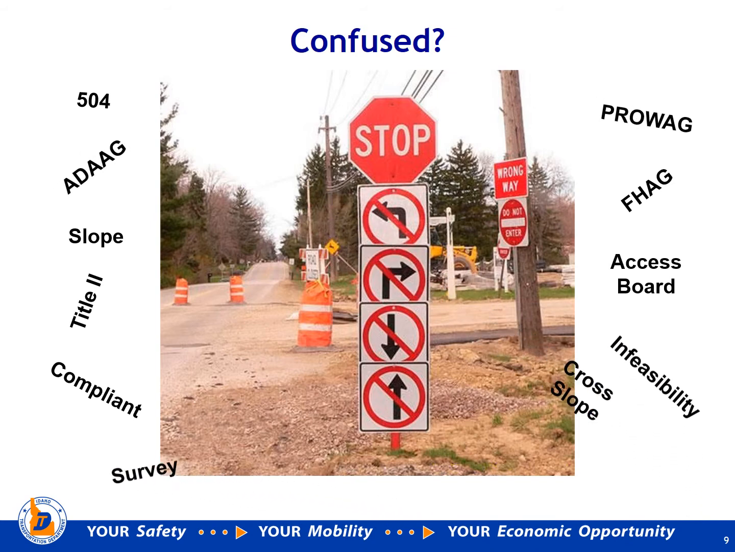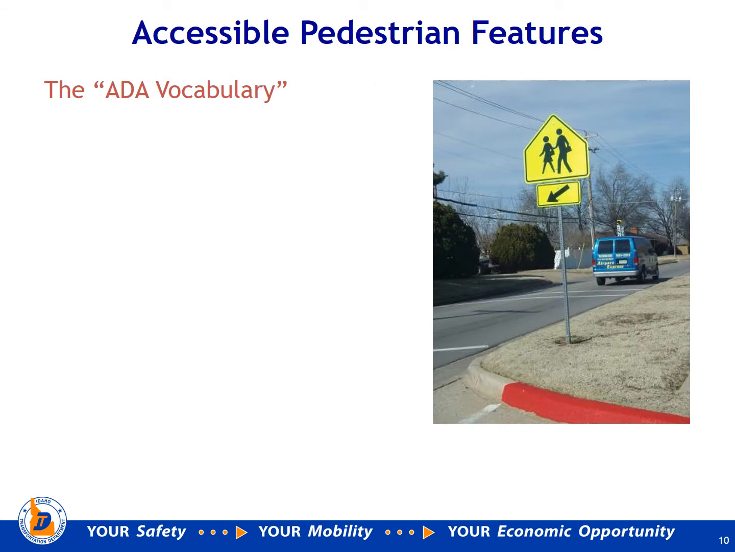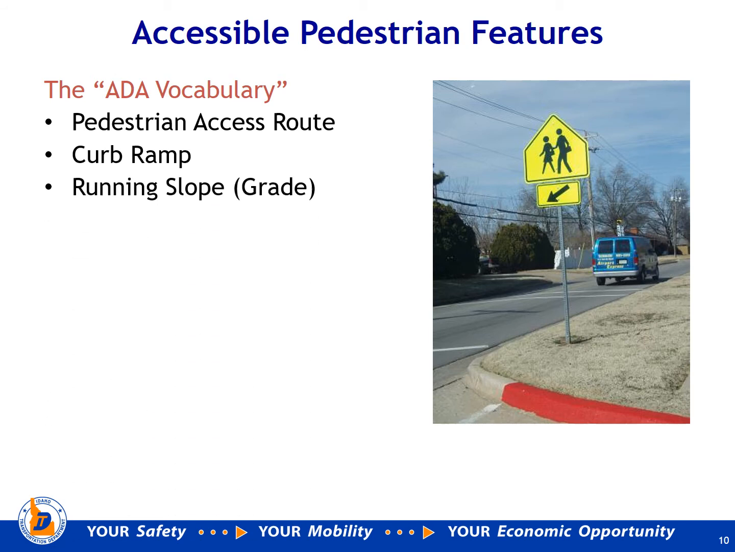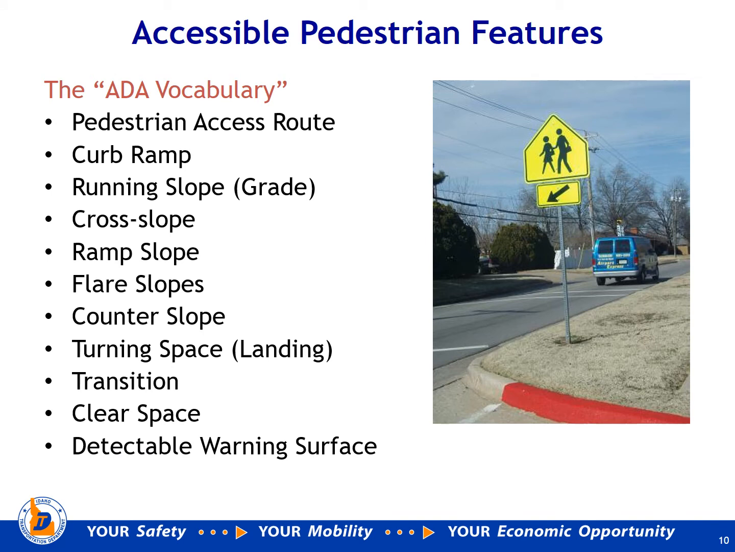ADA rules and regulations can be confusing. There are many terms and acronyms that you are probably not familiar with. We'll try to help you with those today. The ADA vocabulary includes terms such as pedestrian access route, curb ramp, running slope or grade, cross slope, ramp slope, flare slopes, counter slope, turning space or landing, transition, clear space, and detectable warning surfaces.